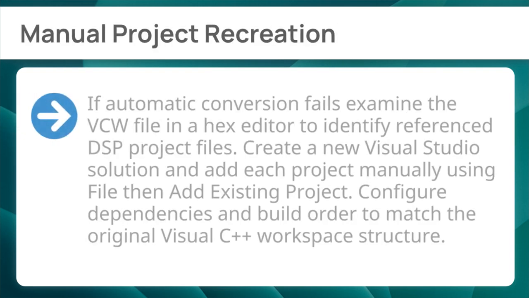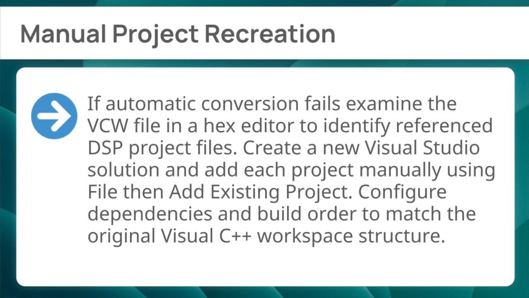Finally, manual project recreation. If automatic conversion fails, examine the VCW file in a hex editor to identify referenced DSP project files. Create a new Visual Studio solution and add each project manually using File then Add Existing Project. Configure dependencies and build order to match the original Visual C++ workspace structure.